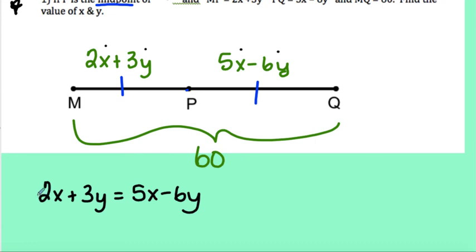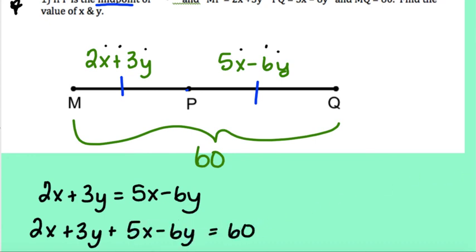If an equation has two variables in it, in algebra, you only learned one way to solve that. You had to use a system. A system meant you needed another equation. So this is a place where I can use the segment addition postulate. The sum of the two parts equals the whole. So my second equation would be 2x plus 3y plus 5x minus 6y equals 60.